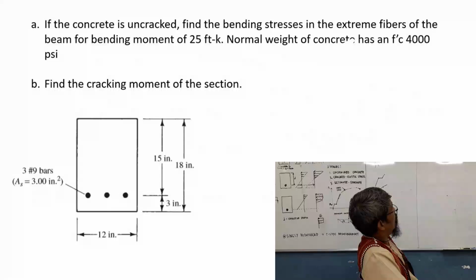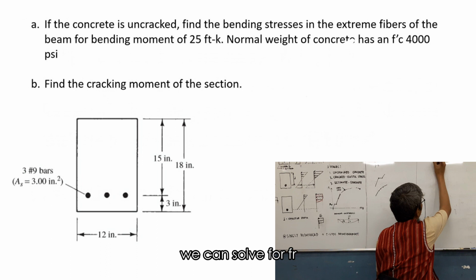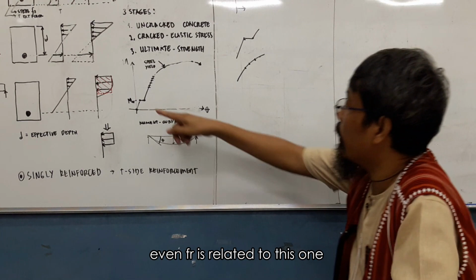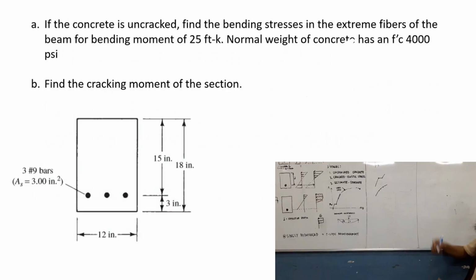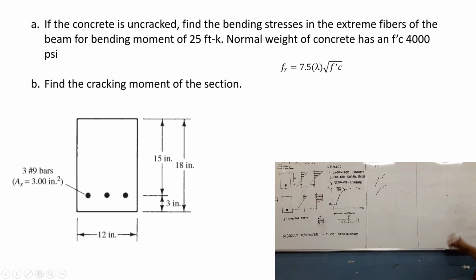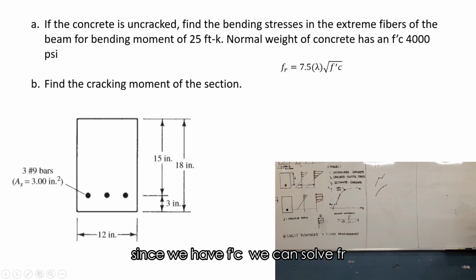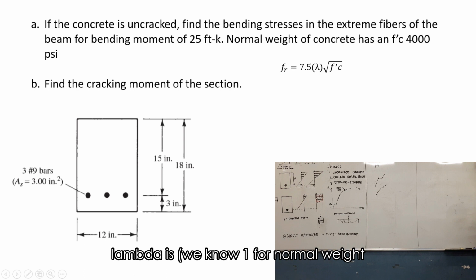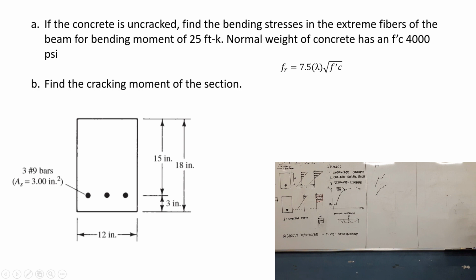So, looking back here, we can, for example, solve for MR. MR is modulus of rupture. If the MR is related to MCR, then MR is done. From our previous discussion, this is what we know about FR. Okay? And since we have f'c given, we can solve FR. How about lambda? Lambda is one for normal weight. And for normal weight, lambda is equal to 1.